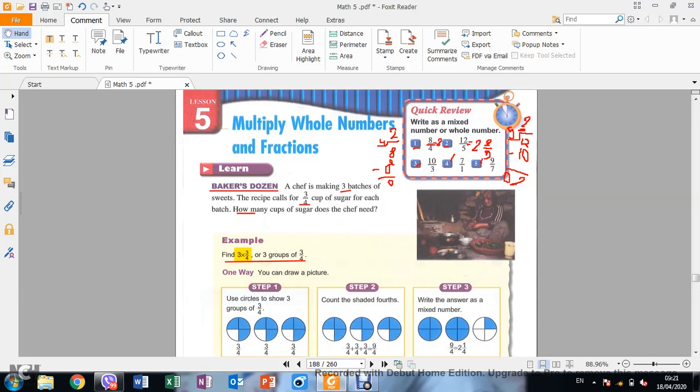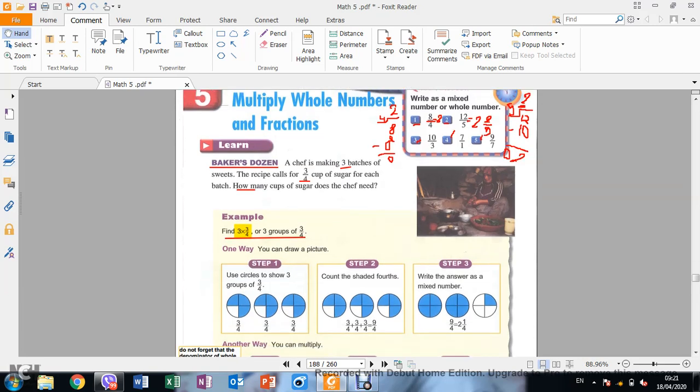We can use two ways. The first way we use models, okay? You can use a model, or you can multiply directly. For the first way, we make a circle model, or you can use fraction bars. Now look, 3 times 3/4 means we have 3 groups of 3/4. Look, 3 groups of 3/4.